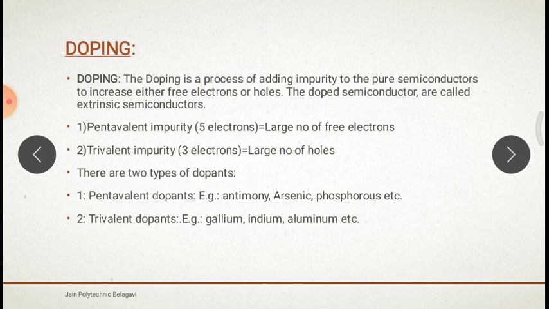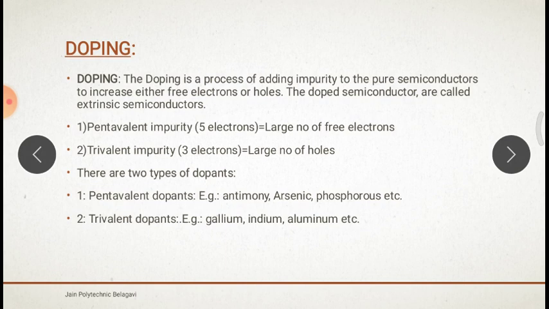And again, depending on that, there are two types of dopants. One is a pentavalent dopant and the other is a trivalent dopant. The impurity added is called a dopant and the resulting doped semiconductor is called an extrinsic type. Next, there are two types of impurities used to obtain two different types of extrinsic semiconductors.